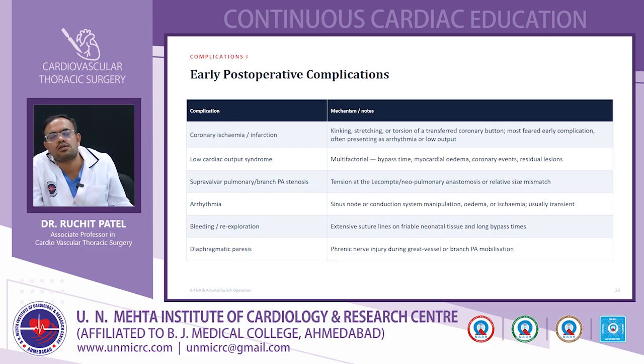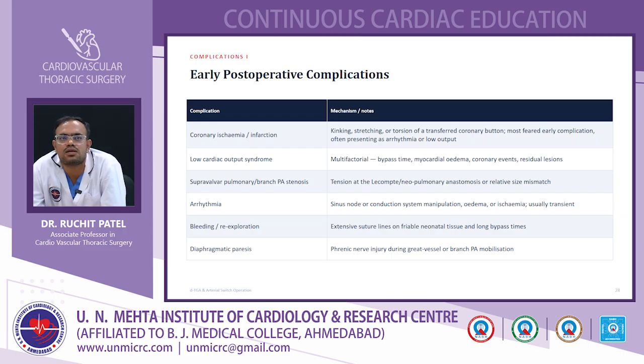Low cardiac output can result from a long operative time and bypass time with poor myocardial protection, or it can be contributed to by improper coronary transfer techniques, or be due to residual VSD or residual outflow tract obstruction. Supravalvular pulmonary or branch PA stenosis is usually seen, and we can watch for it after rewarming or after clamp removal. Any tension in the anastomosis, or kinking or stretching of the pulmonary vessels over the aorta or branch PAs, we should look for, particularly when there is a mismatch.